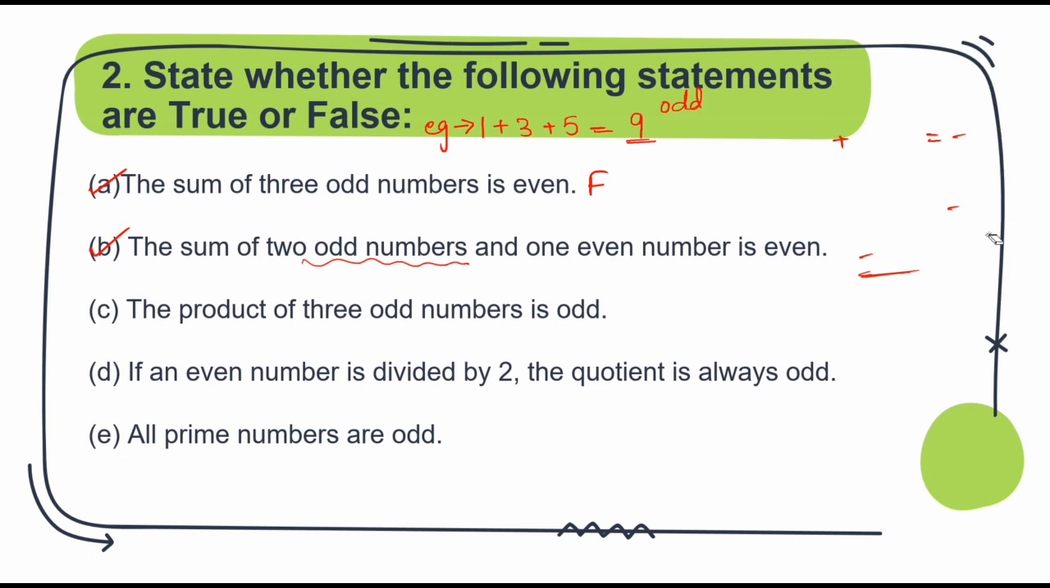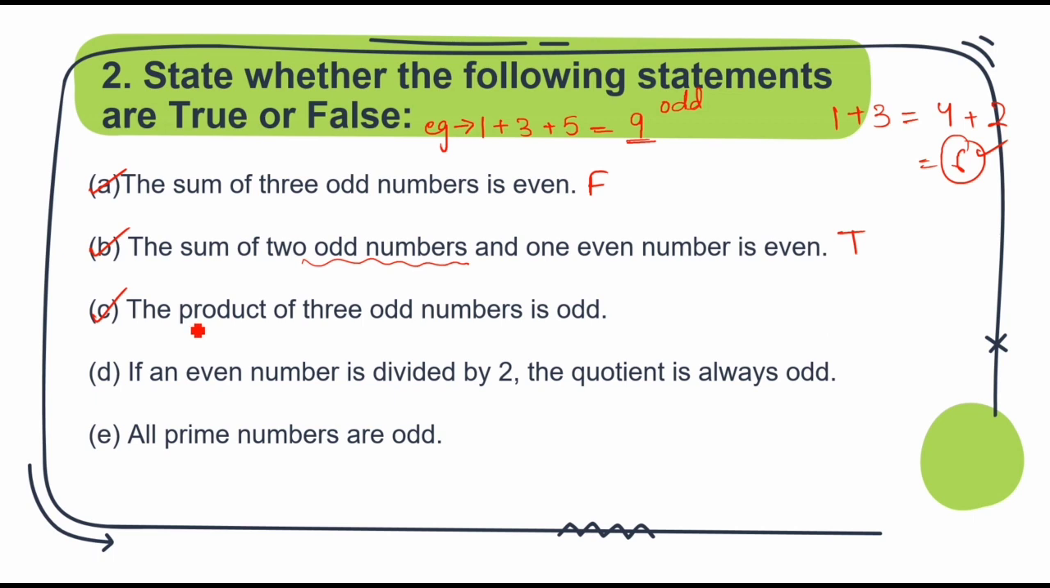So the statement is true. Okay, for this the statement is true. If you are not able to understand, you can take any example, and from that you can understand. If I say two odd numbers, 1 plus 3, it is giving me 4, and if I add any even number to this, let's say 2, I am getting an even number only. Okay, now let's see the C part.